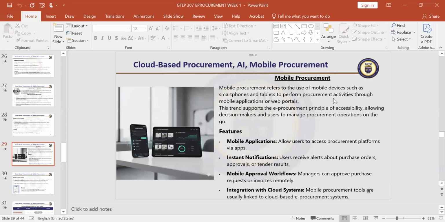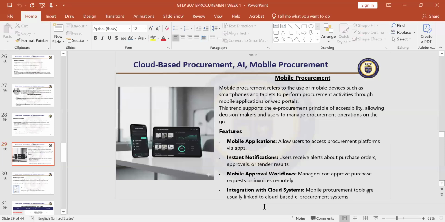So let's move on. We have mobile applications, which allow users to access the procurement platform via apps. The feature is also instant notification. Users receive alerts about purchase orders, approvals, or tender results.